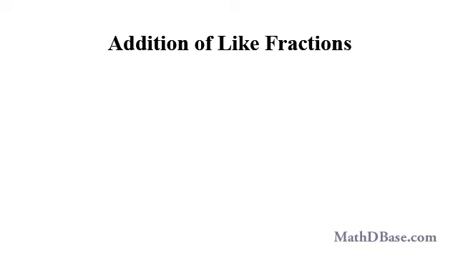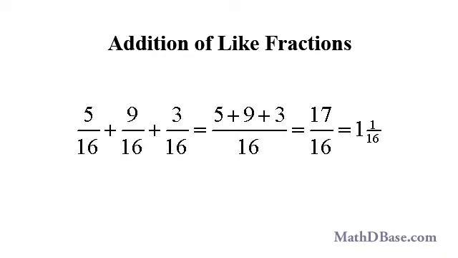Two fractions are called like fractions if their denominators are the same. To add like fractions, add their numerators and place the sum over the common denominator. To add 5 sixteenths, 9 sixteenths, and 3 sixteenths, add the numerators 5 plus 9 plus 3 for a total of 17, then place 17 as the numerator over the common denominator 16, which as a mixed number is 1 and 1 sixteenth.